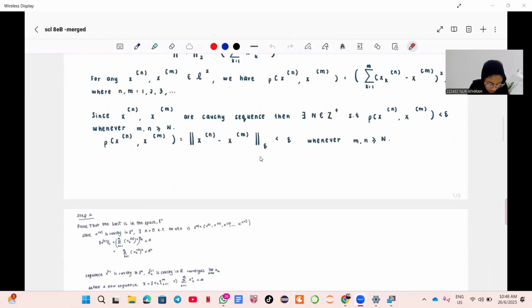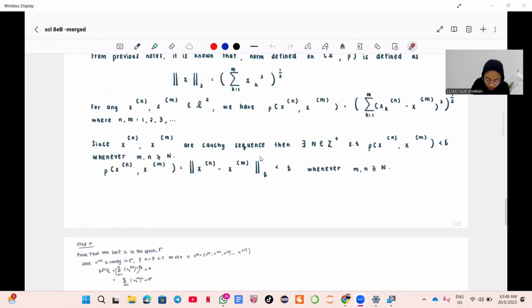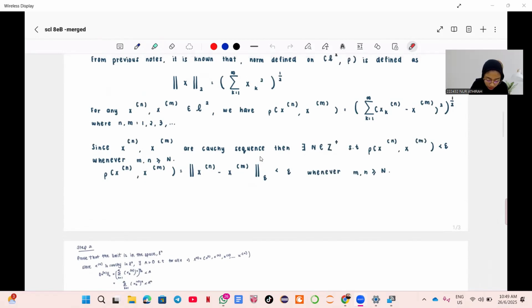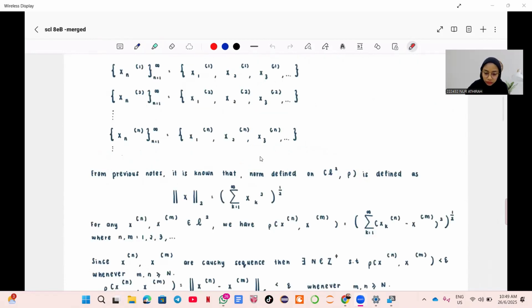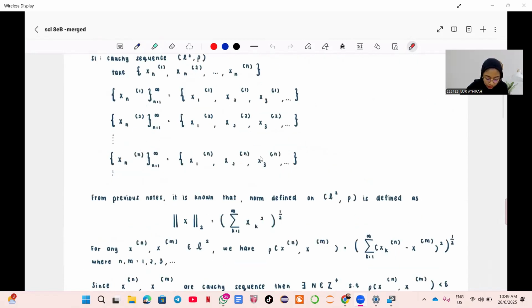Since xn, xm are Cauchy sequences, there exists N in the positive integers such that rho xn, xm is less than epsilon whenever m, n are greater than or equal to N. Rho xn, xm equals norm xn minus xm, less than epsilon over 2 whenever m and n are greater than or equal to N. So this is for step 1. Moving on to my next member.